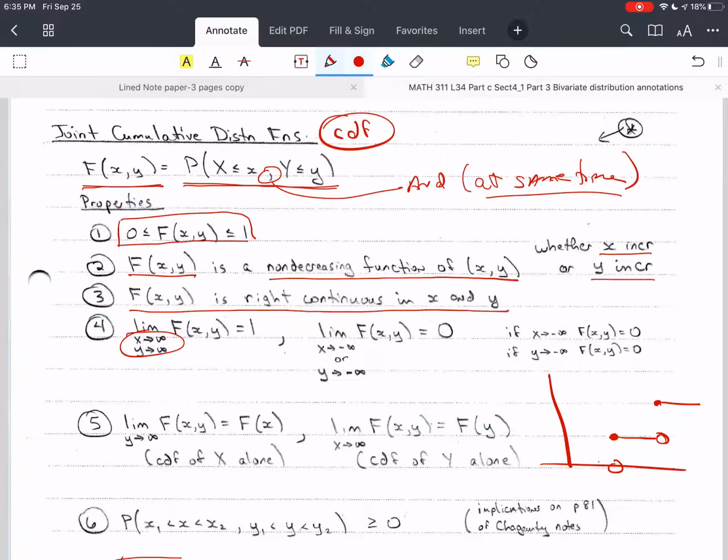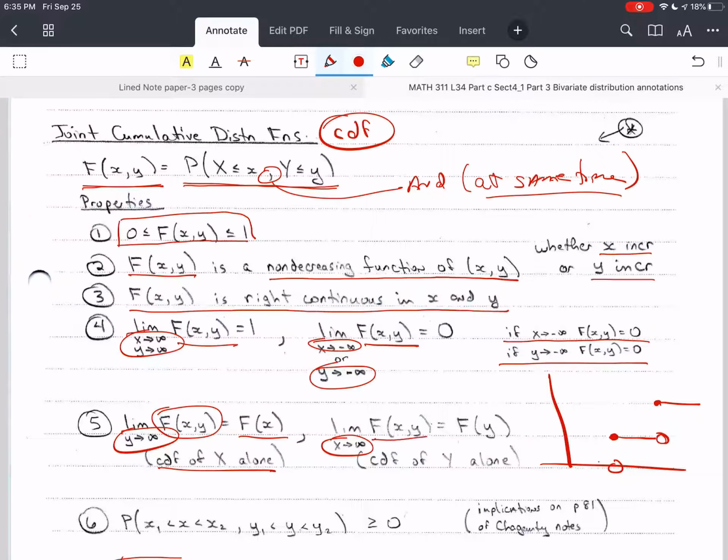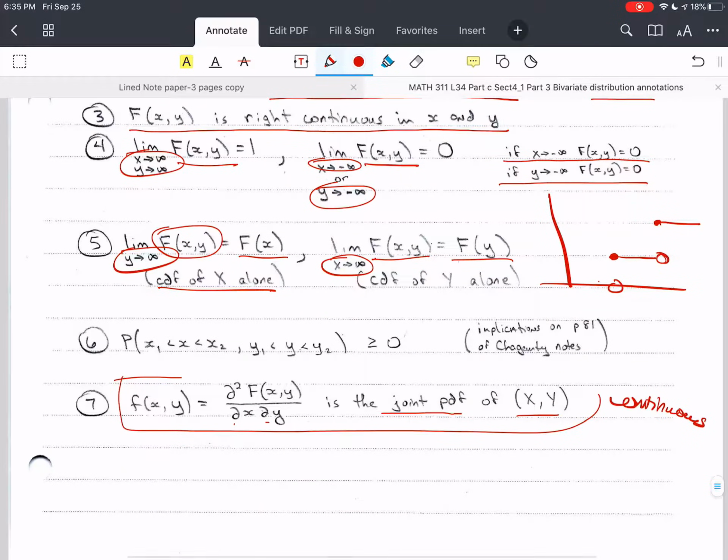The limit as x goes to infinity and y goes to infinity of F of x, y is 1, the CDF. If either x goes to negative infinity or y goes to negative infinity, the CDF goes to 0. Okay? So it says if this or this. If y goes to infinity, then F goes to the CDF of x alone. And if x goes to infinity, then the CDF goes to the CDF of y alone. So that's interesting. Okay.